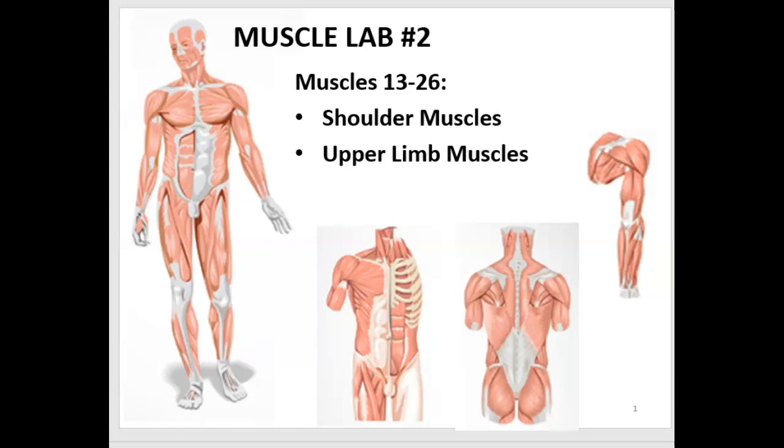In the second muscle lab, we're going to cover muscles that are located in the shoulder and the upper limb. In your lab manual, these muscles are listed on page 174 and page 175.